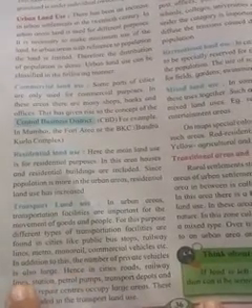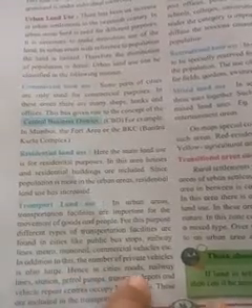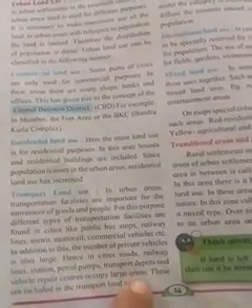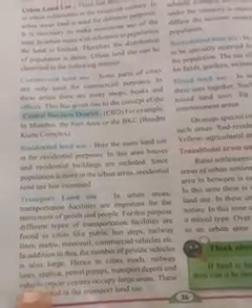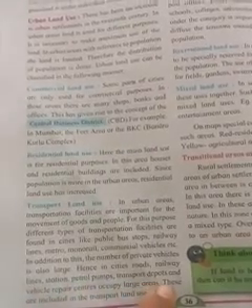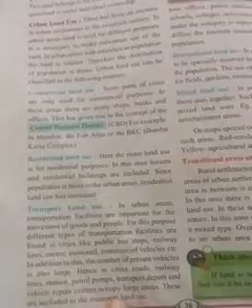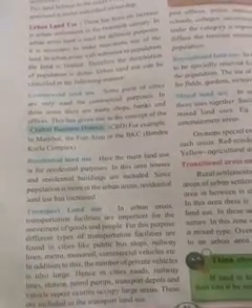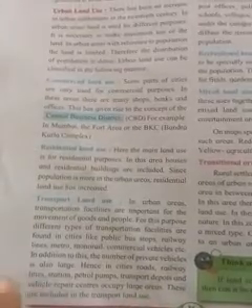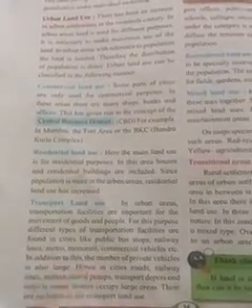Hence in cities, roads, railway lines, stations, petrol pumps, transport depots and vehicle repair centers occupy large areas. This land is known as transport land use. All of these are included in the transport land use.